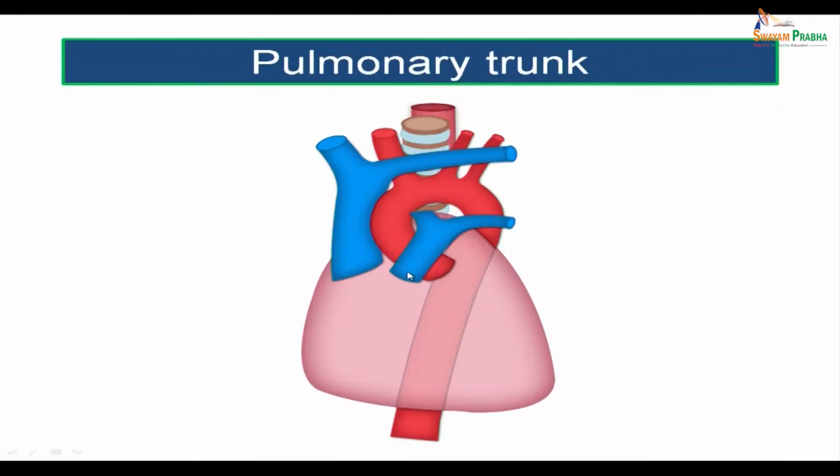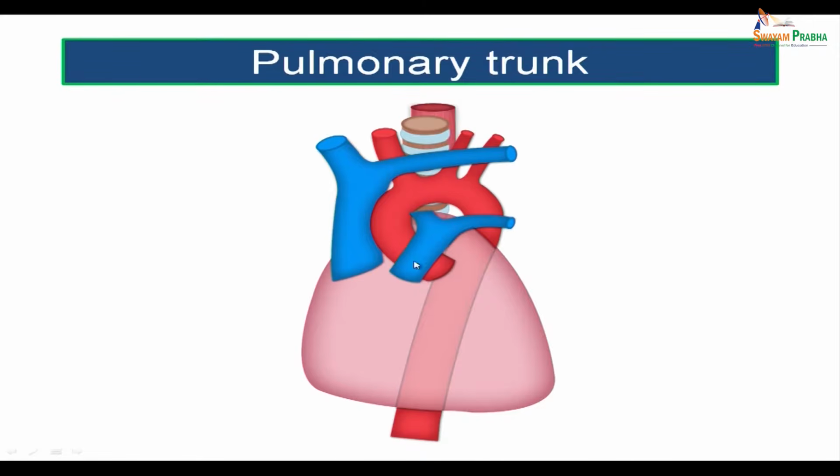Coming to the pulmonary trunk, it takes its origin from the right ventricle. It is the continuation of the infundibulum of the right ventricle, which is the outflow tract, which continues as the pulmonary trunk. It is a short vessel about 3 to 5 centimeters in length. It terminates by dividing into right and left pulmonary arteries.